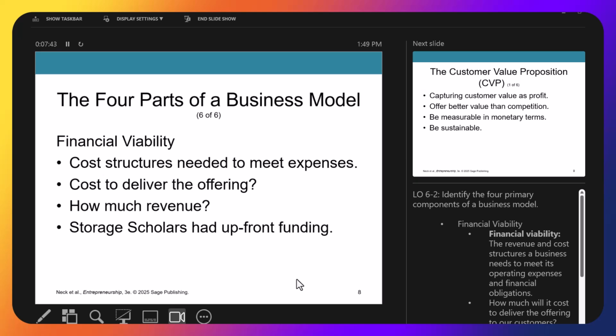Financial viability. You're looking at your costs. What type of costs you have associated with it. Is this something that makes sense? The cost structure needed to meet expenses. You've got to generate enough revenue so that you can actually sustain and grow a little bit. In order to do that, you've got to look at, are you bringing in enough? Granted, it still may not be enough to be a profit initially, but that's okay. But you've got to have enough to say, you know what, we're sustaining. This is financial viability, how much revenue we're bringing in. At some point in time, you should see the revenue going up.